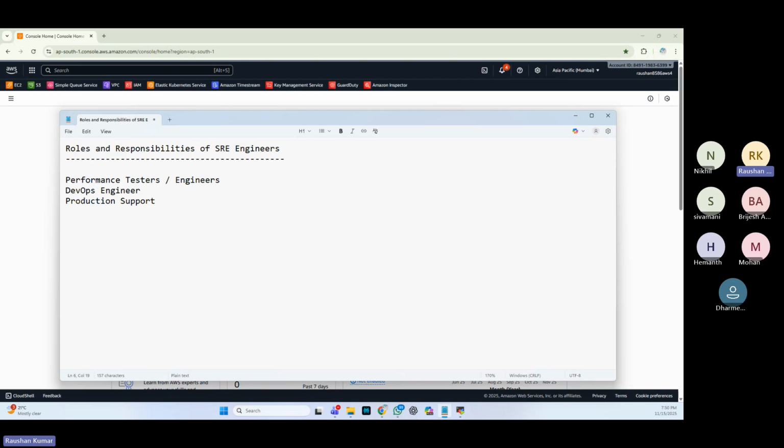So we have various levels: L1, L2, L3. L1 are the ones who work in shifts, 24 by 7. Let's say an 8-hour shift, and they would know what needs to be done. They would look at the monitoring dashboard. They would have the alerting set. They would get alerts, which could be in PagerDuty or in the Teams application, or on so many platforms. You can get notifications for any issues.